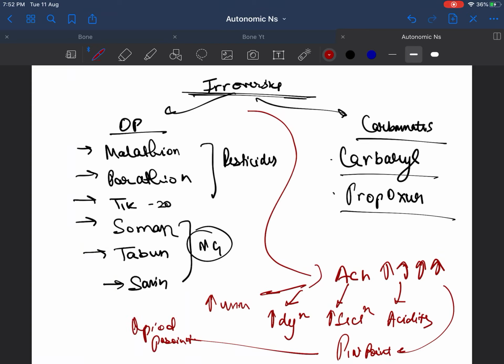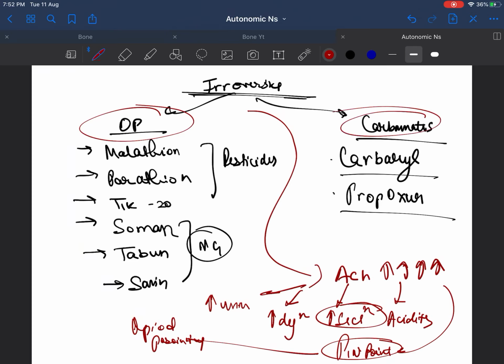But if a patient comes with increased secretions and pinpoint pupil, your diagnosis should always be OP poisoning or carbamate poisoning. OP poisoning in most cases. And also there can be problems like bradycardia or hypotension.